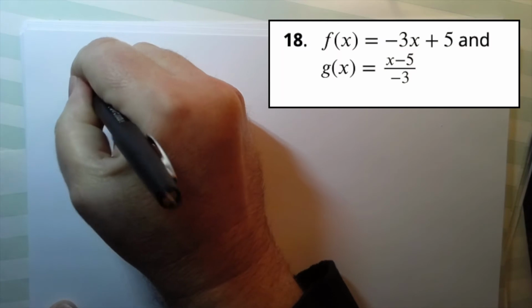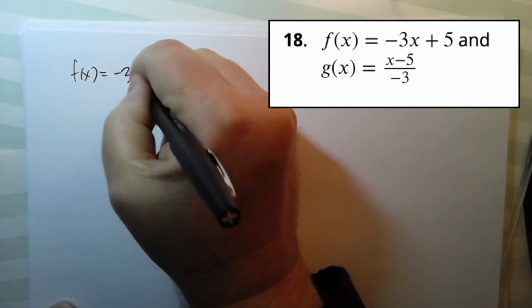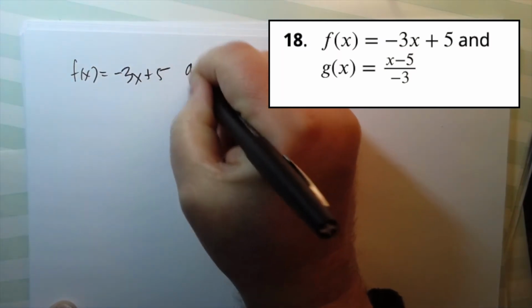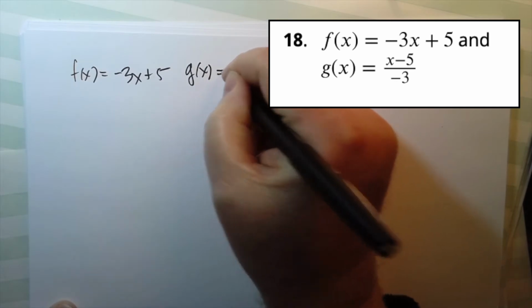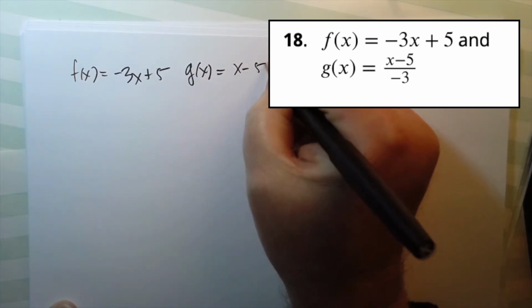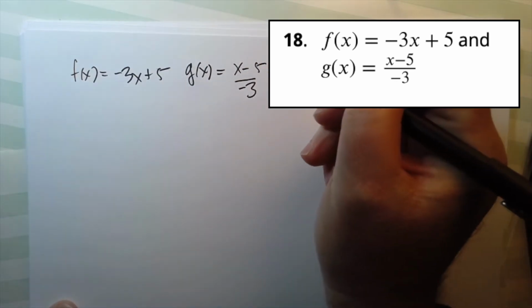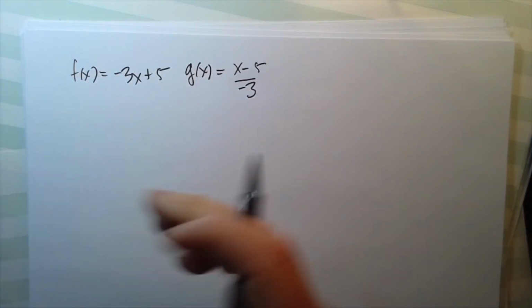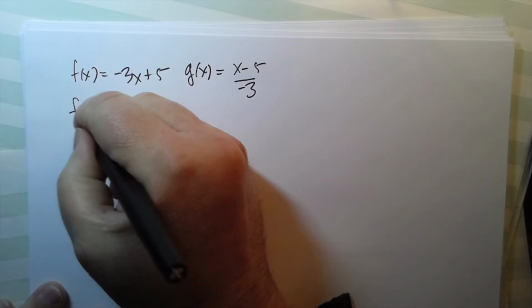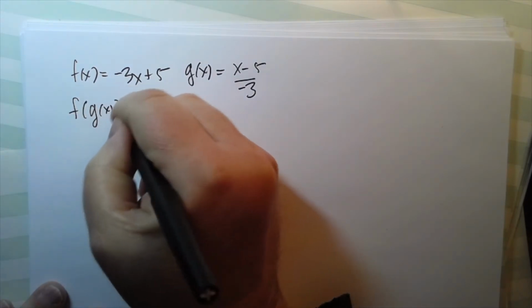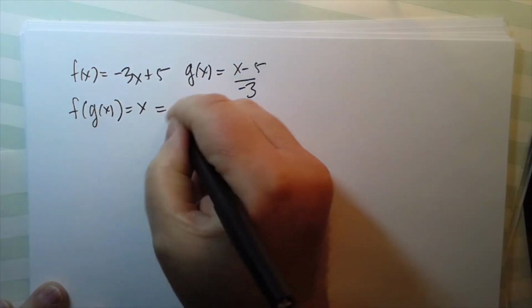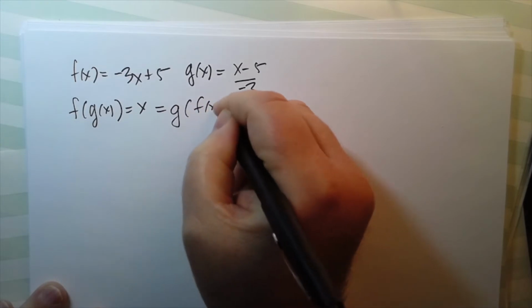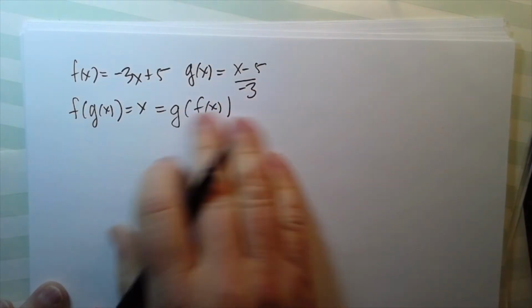So I have f of x equal to minus 3x plus 5, and I have g of x, which is equal to (x minus 5) divided by negative 3. Now, the one property we know about inverses is that if you compose them together, you should get x. So in other words, I want to see if f of g of x equals x, which equals g of f of x. If that's the case, then I know they're inverses.